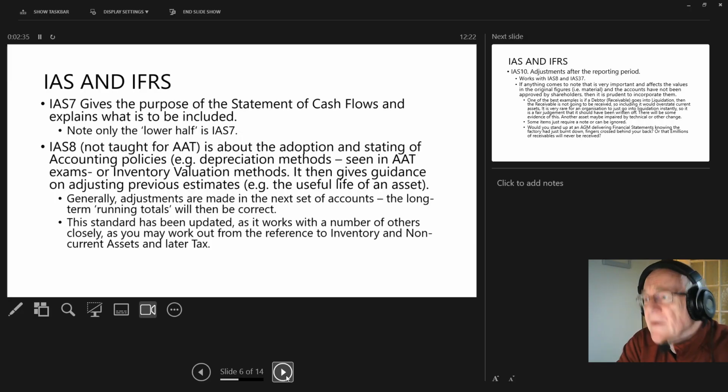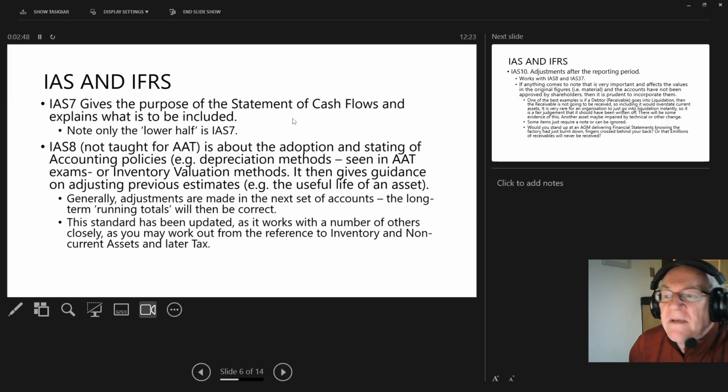So IAS 7, a little bit misunderstood because we have IAS 1 and IFRS 18 telling us about the financial statements, one of which is the statement of cash flows. It explains what's included and the definition, so it's got its own international accounting standard separately. The lower half bit is the IAS 7.